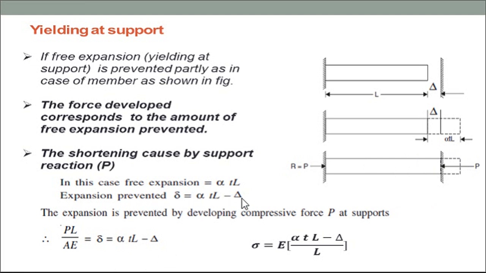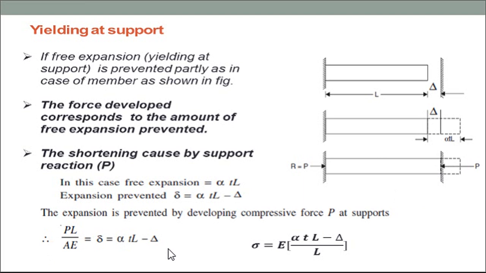So expansion prevented means the total expansion, alpha TL, minus delta. So this delta expansion is allowed only up to this particular support. If you subtract it from the total expansion, you will get the expansion prevented. So this particular amount is prevented because of the provided support. So putting the value of delta here, delta is equal to PL upon AE, and alpha TL minus delta. If you subtract this delta from the total expansion, you will get the expansion prevented because of this support.